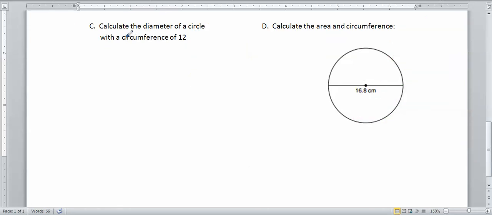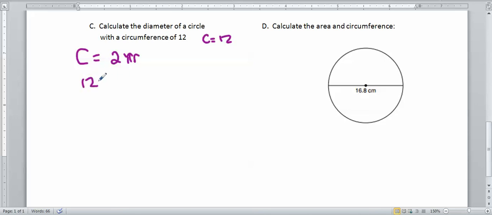Okay, so example C says calculate the diameter of a circle with a circumference of 12. Okay, so we know that the circumference formula is 2 pi r. And it's telling me that my circumference is equal to 12. So I'm going to plug that in for circumference, and again, solve for my radius, because once I have the radius, I can find the diameter.